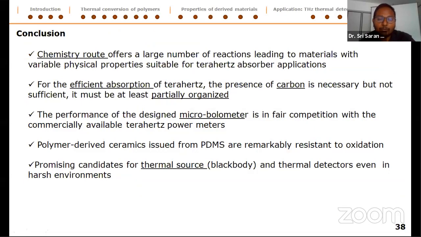So in conclusion, I would like to say that the chemistry approach gives a lot of possibilities to modulate the carbon content in this nanocomposite material that is suitable for efficient absorption of terahertz. And the microbolometer that we have developed as a proof of concept compares very well with the existing ones. And another advantage of the PDMS is they are resistant to oxidation. And sometimes we can also use this material as a thermal source.